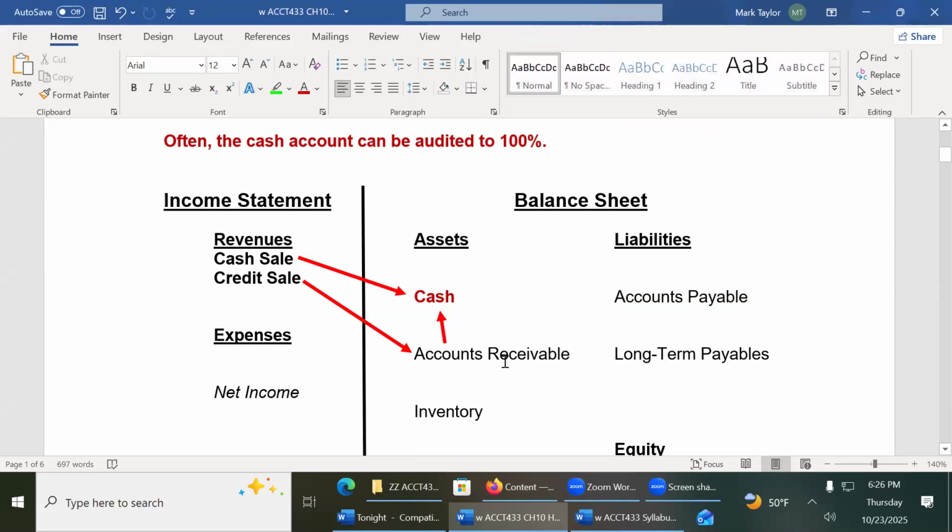Now, if it doesn't, that usually means that there's fraud. That's how Enron got caught. Enron got caught because they were showing all of this money coming in, but it was never being collected. Their statement of cash flows didn't match up.